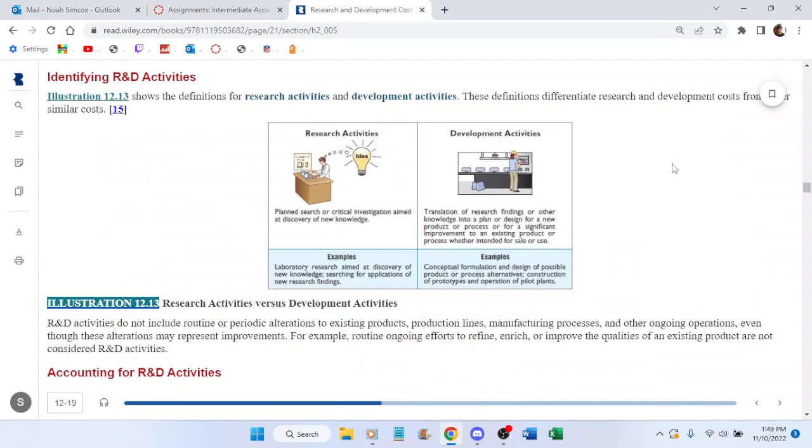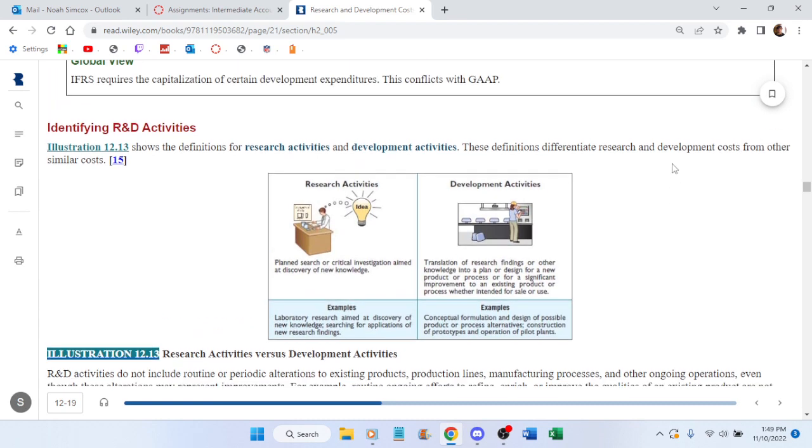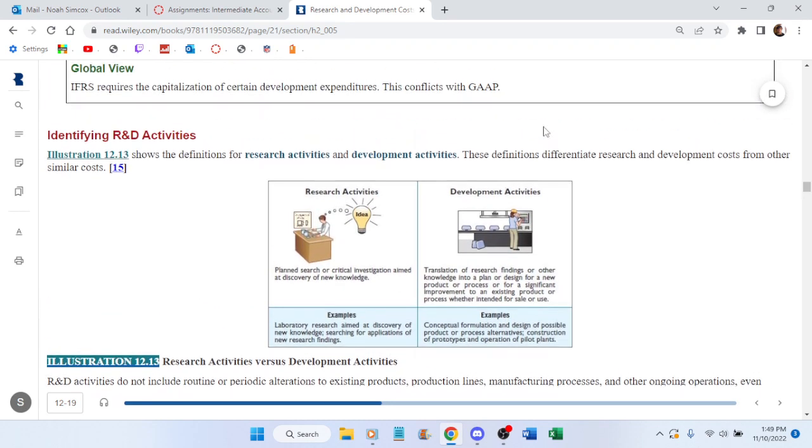Identifying R&D activities. The illustration shows the definitions for research activities and development activities. These definitions differentiate research and development costs from other similar costs. Research activities: planned search or critical investigation aimed at discovery of new knowledge. Examples: laboratory research aimed at the discovery of new knowledge, searching for applications of new research findings.